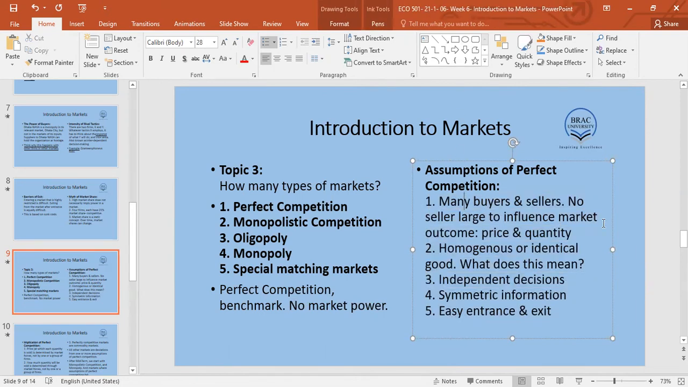If there are many buyers and many sellers in a market, which is highly fragmented, can any single buyer or a group of buyers influence the market? No. Can a single seller or a group of sellers influence the market? No. So no buyer or seller, however we define the market, by number of sellers or by number of buyers, can influence the market. Okay.